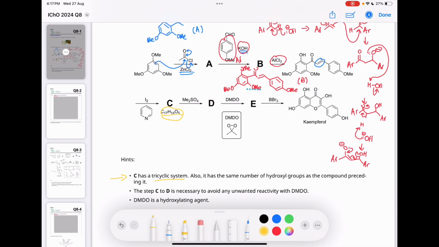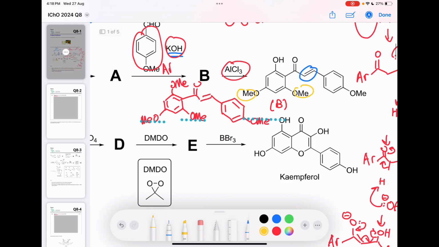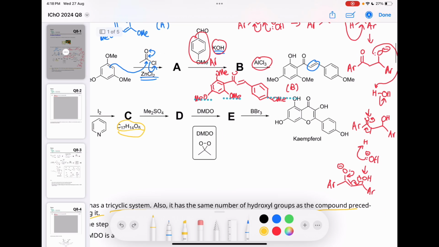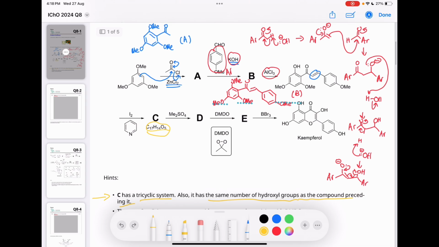C has a tricyclic system and it has the same number of hydroxyl groups as the compound preceding it. So from the loss of one carbon, we know that one of these methyl groups is probably deprotected. But what happens after the deprotection? Well, the second sentence here tells us that the number of hydroxyl groups stays the same. So nothing happened here. You will see this hydroxyl group in C as well.